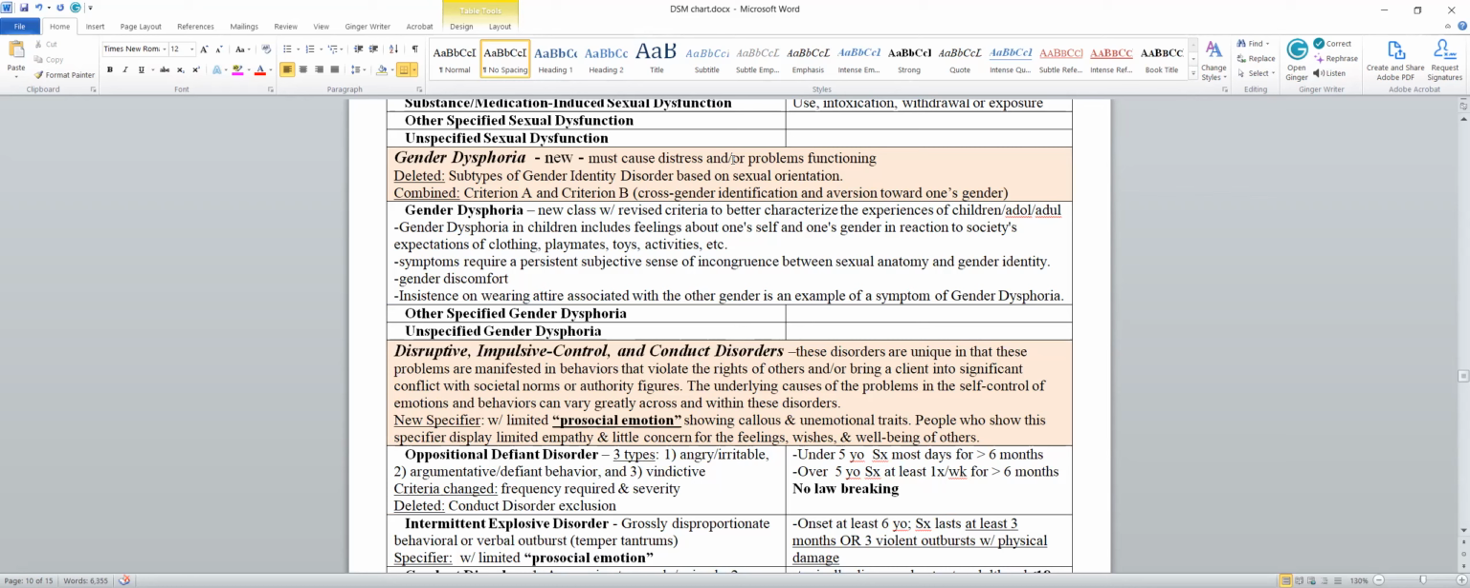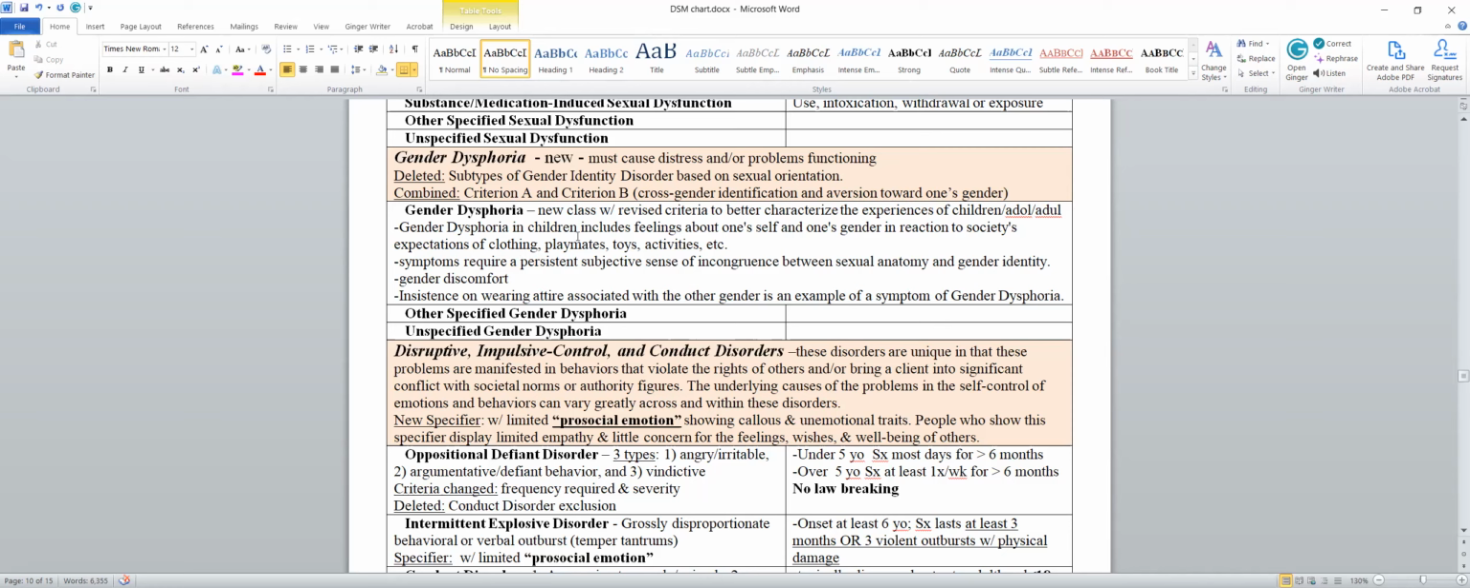Gender dysphoria, new, must cause distress and or problems functioning. What was deleted are subtypes of gender identity disorder based on sexual orientation. What was combined was criterion A and B, cross-gender identification and aversion towards one's gender. Gender dysphoria is a new class with revised criteria to better characterize the experiences of children, adolescents, and adults.